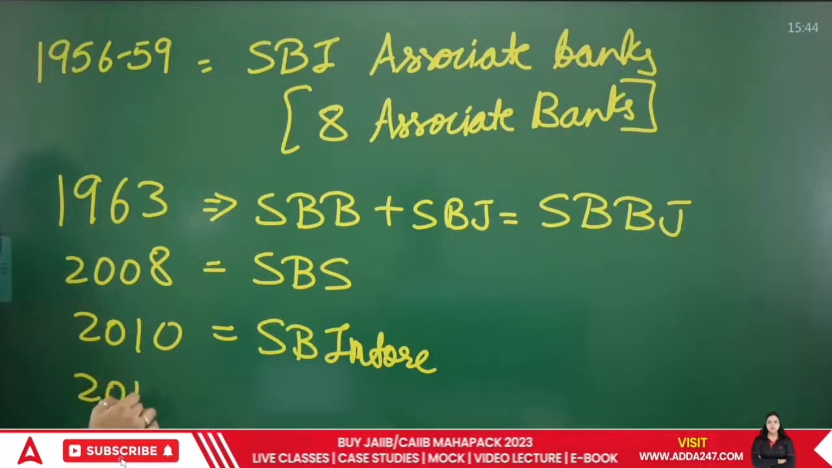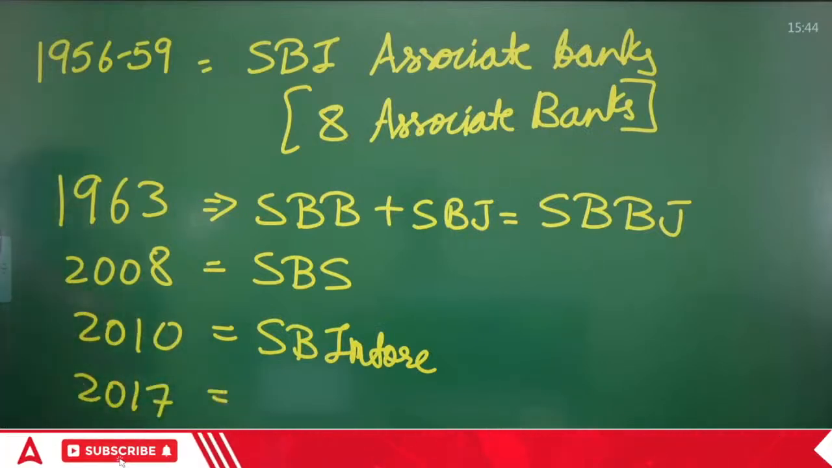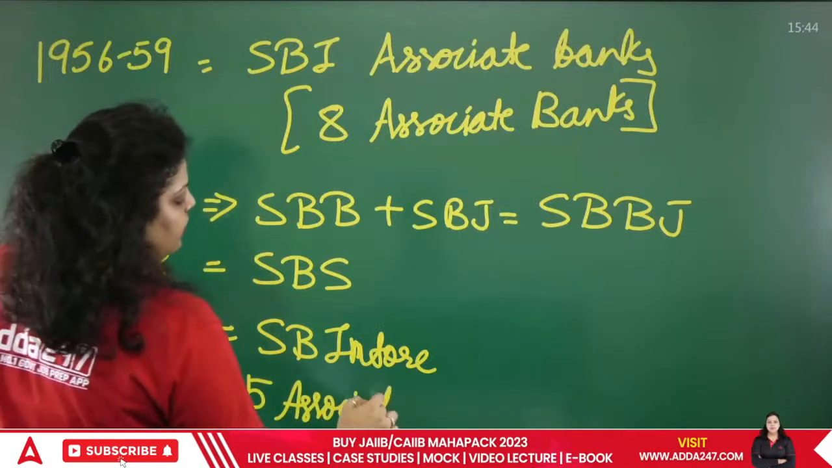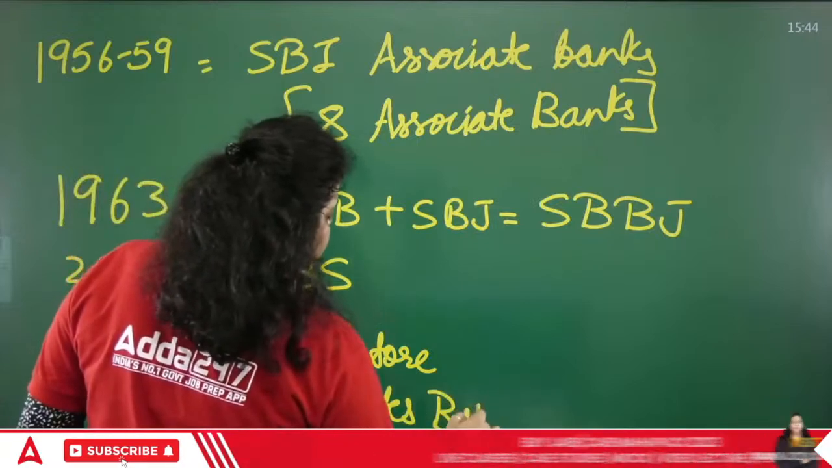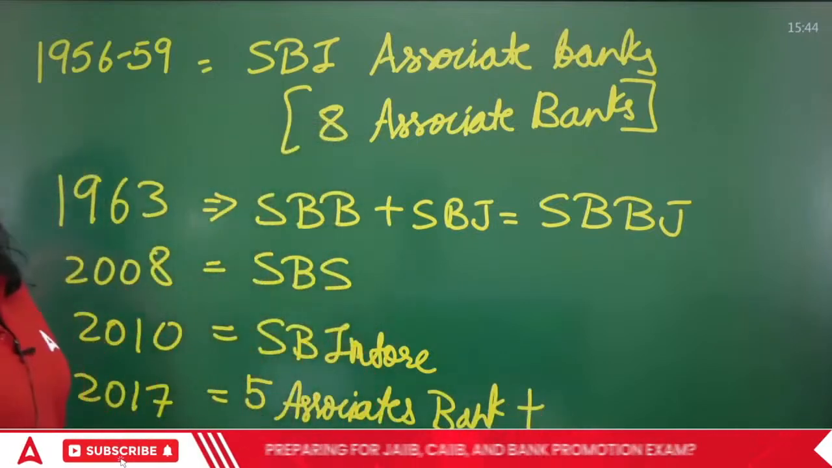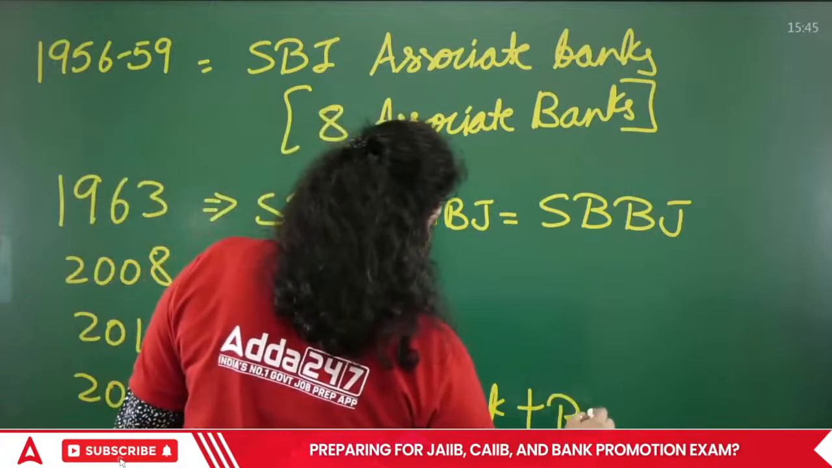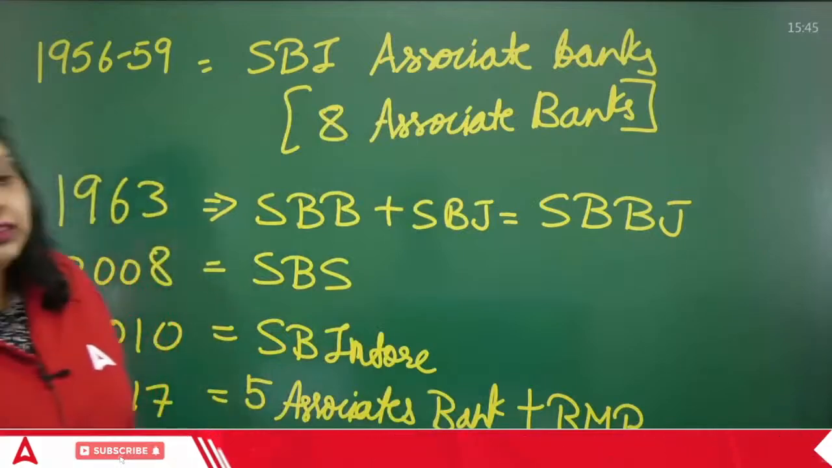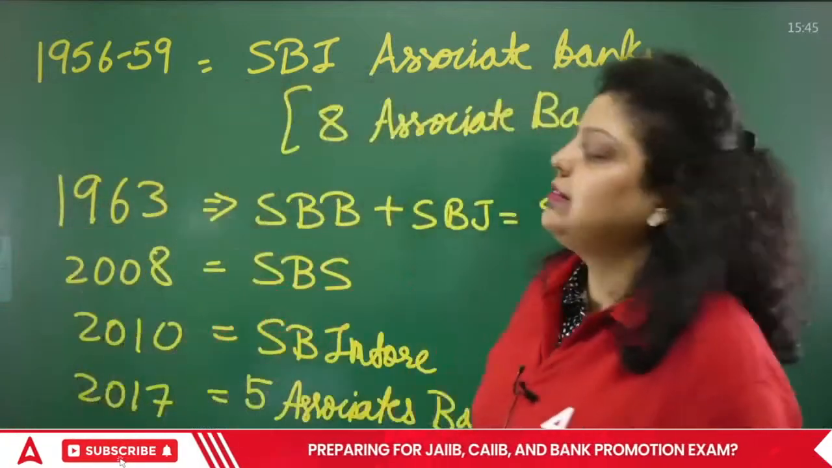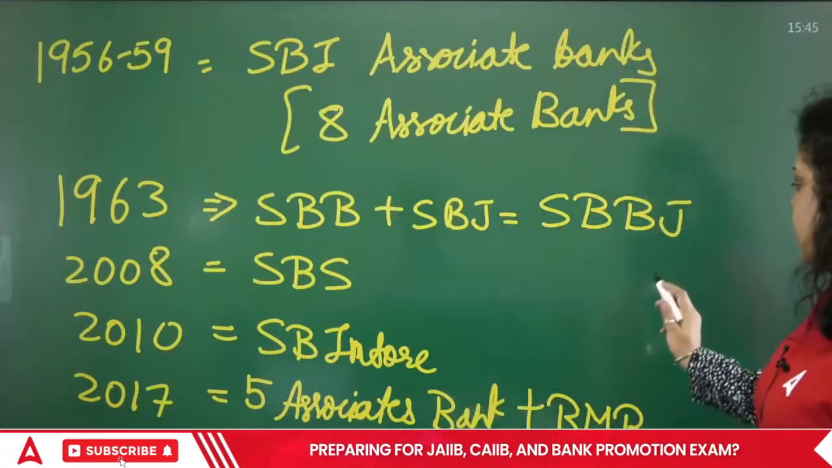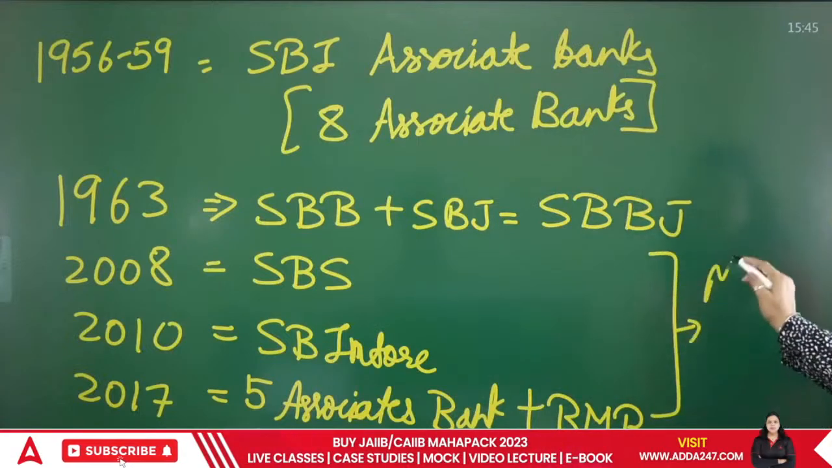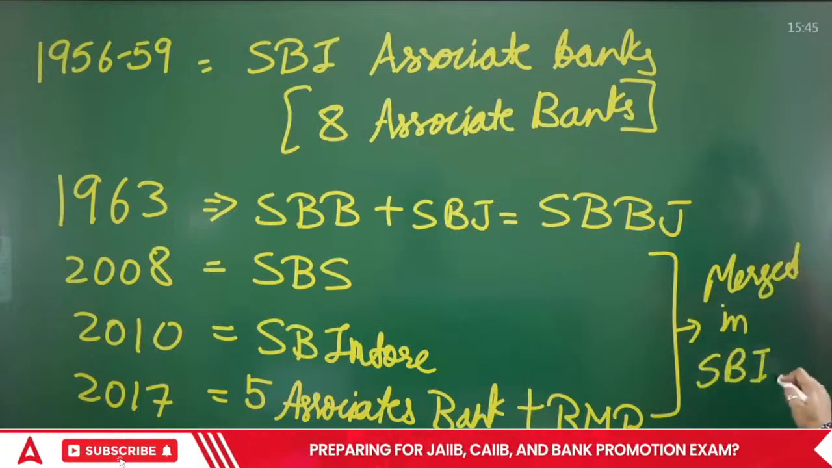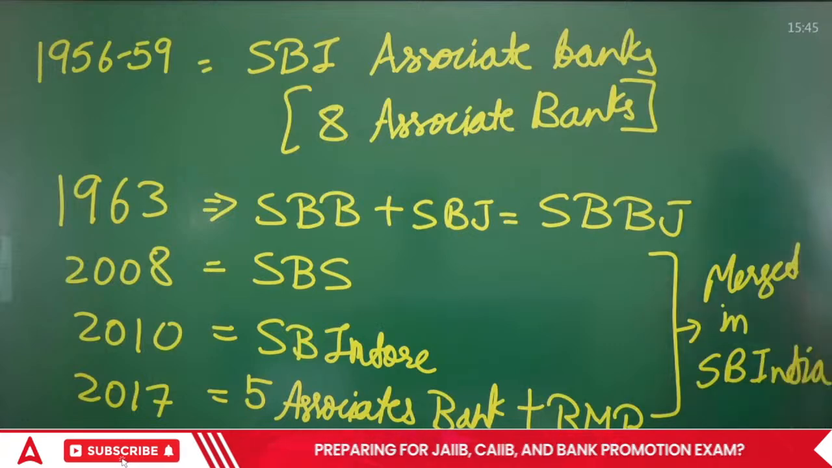And in 2017, that was the last year of merger of associate banks. The remaining 5 associate banks plus Bharatiya Mahila Bank. Bharatiya Mahila Bank was a public sector bank which was established in the year 2013, but it was merged in 2017 into State Bank of India. They all have been merged into State Bank of India.